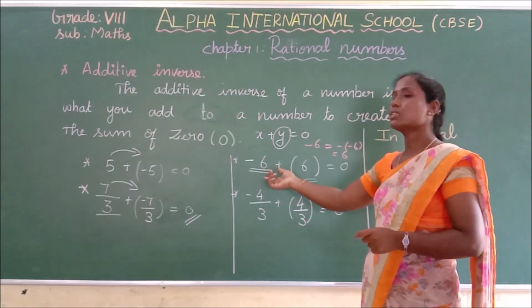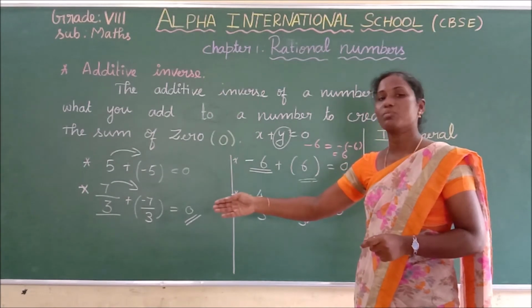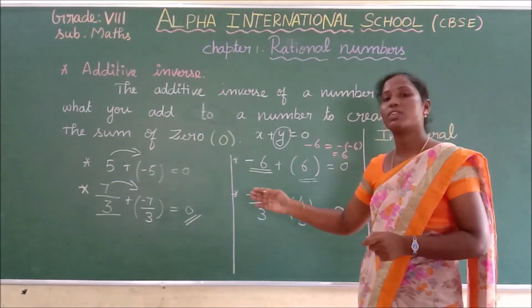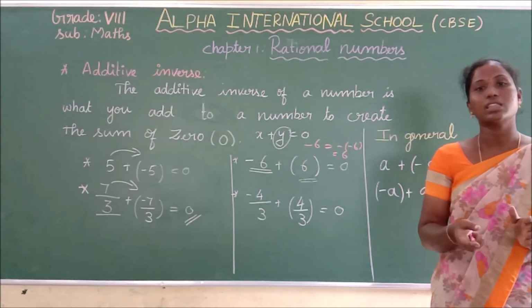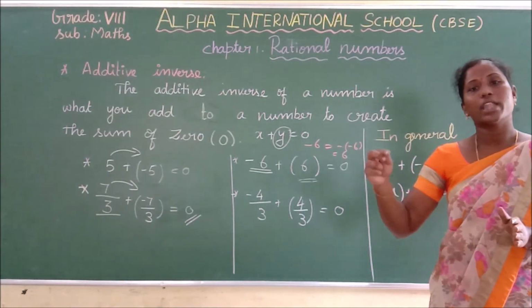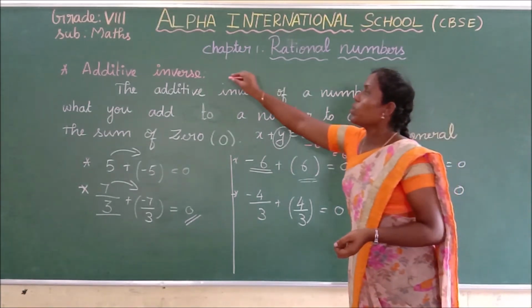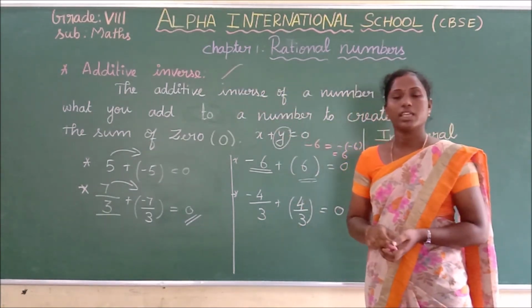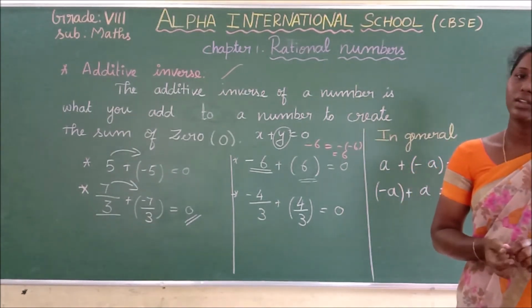If I am giving minus 6, the additive inverse is plus 6. If I am taking 7 by 3, the additive inverse is minus 7 by 3. So the additive inverse is nothing but the negative of the given number itself. Okay. So now we are clear with what is meant by additive inverse. Next we are going to see about the multiplicative inverse of a number.